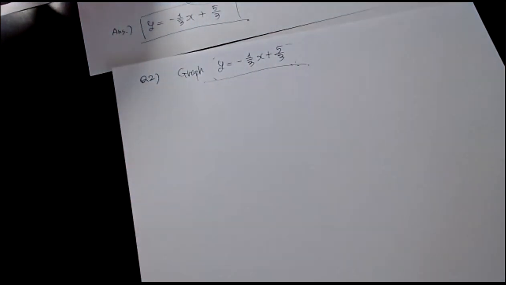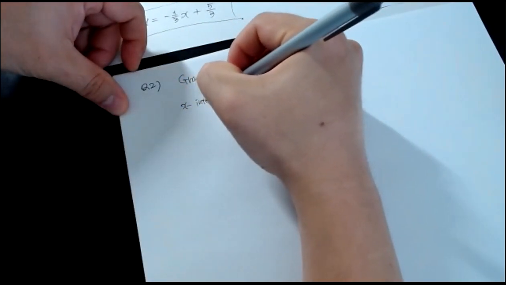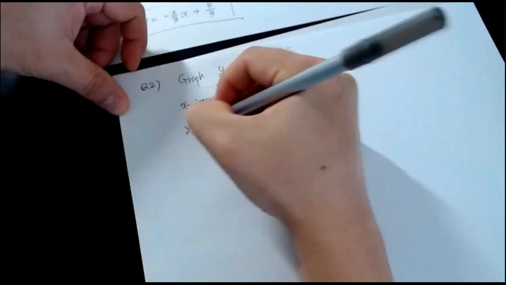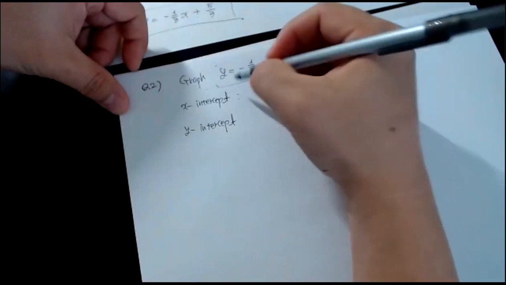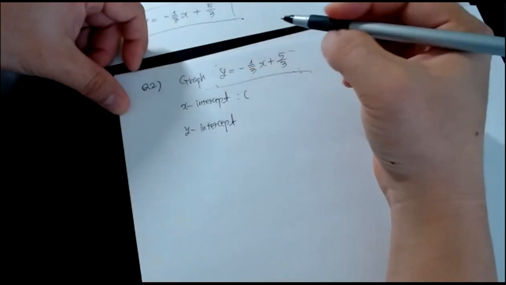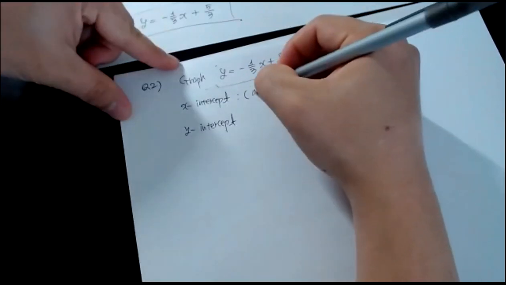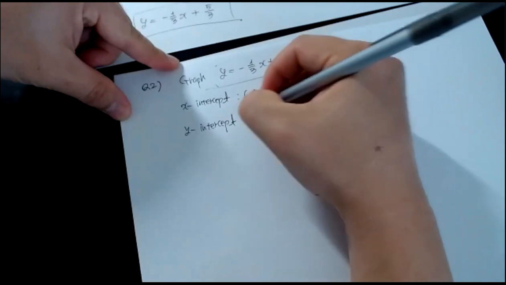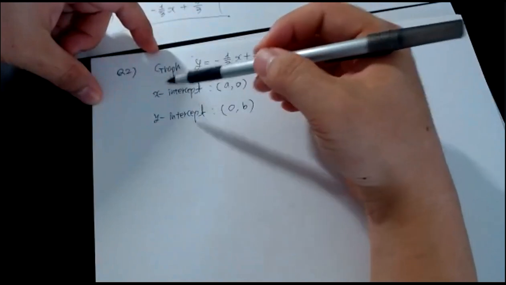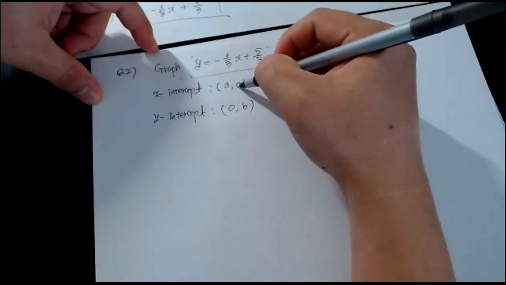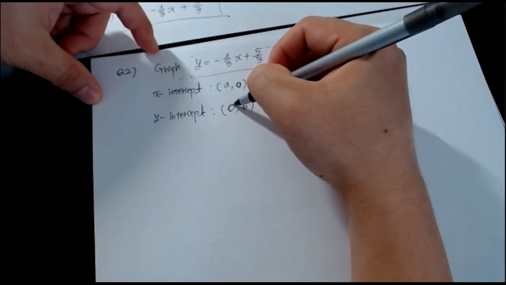So okay, right here. So I'll find the x-intercept, and then I'll find the y-intercept. The x-intercept is the ordered pair whose y coordinate is 0. So a comma 0, sorry. For the y-intercept, it's going to be 0 comma b, right? So it's not that hard to find the x-intercept and y-intercept, because the y coordinate in the x-intercept is 0, and the x coordinate in the y-intercept is 0, right?